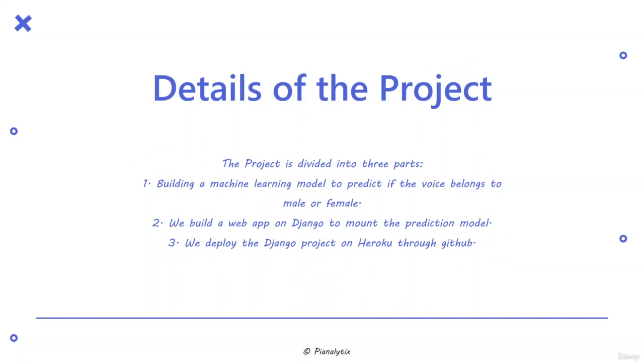First part is building a machine learning model to predict if the voice belongs to either of the classes. The second is we build a web app on Django to mount the prediction model. And the last is we deploy the Django project, or I would say the web application, on Heroku through GitHub.